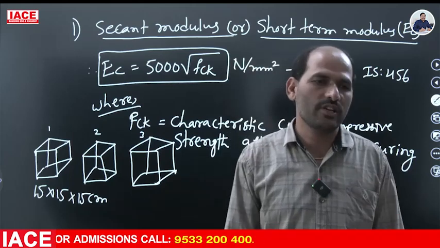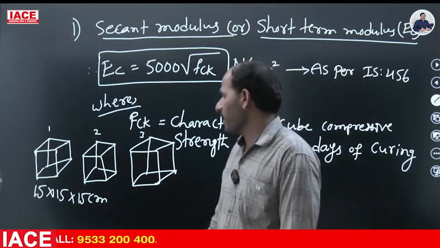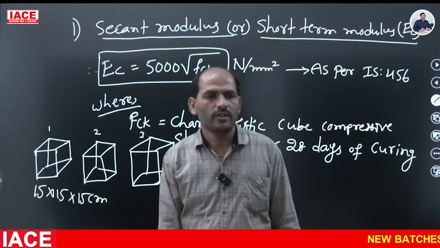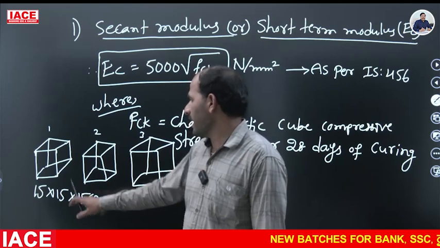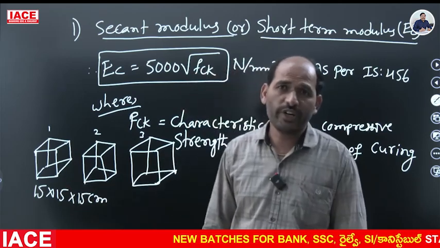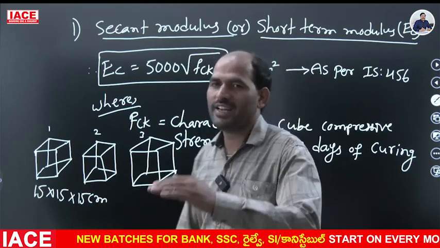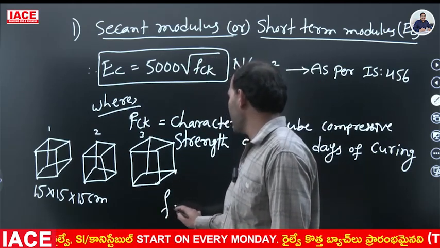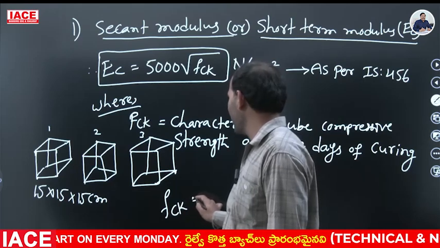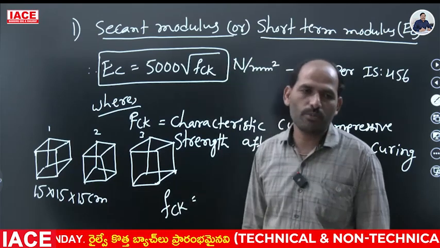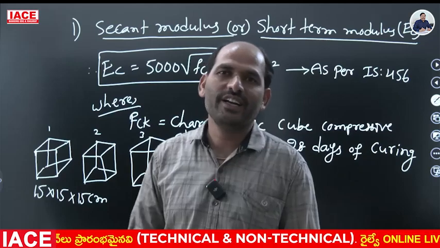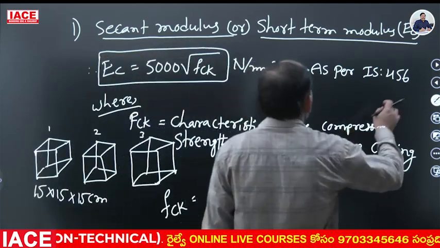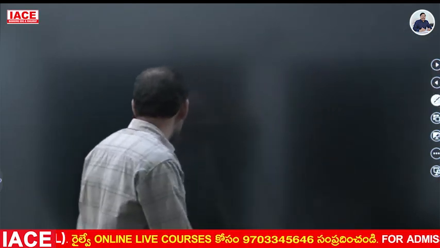Take the compressive strength, the average strength. After 28 days of curing, make this cube and pour in the water, and after 28 days of curing, if you apply the compression load, that is the FCK value. The average of these 3 cubes value we call as the FCK, characteristic cube compressive strength after 28 days of curing.